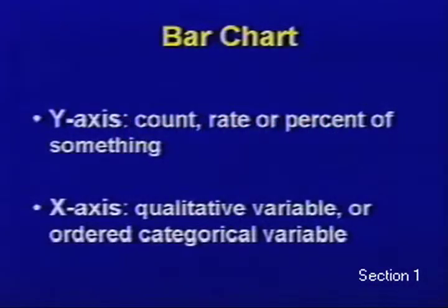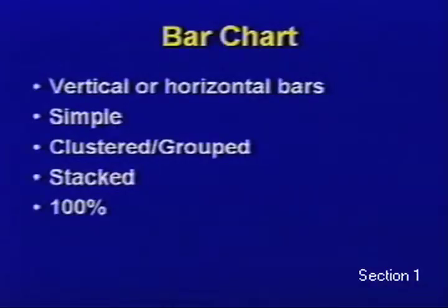Probably the most common type of chart we see. The y-axis is still something quantitative like the count or rate or percent of something, but in this case the x-axis is often something that's qualitative like race or ethnicity, religion perhaps, or some ordered categorical like a scale from lowest to highest. There can be vertical bars in bar charts, which is what you usually see, or there can be horizontal bars in bar charts, which you don't see often, and it's actually an underutilized technique.